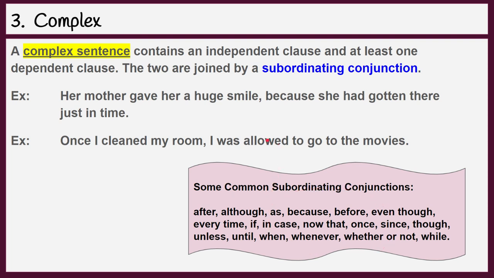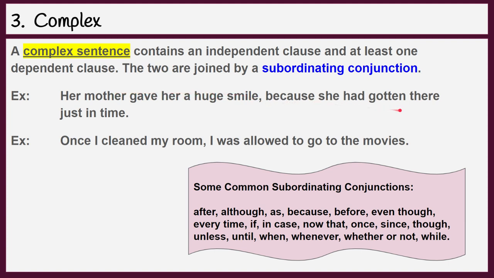A really easy way to figure out if you're dealing with a complex sentence is you take the half on the right side of the comma and you read it. Her mother gave her a huge smile. If I can replace this right here with a period, and when I read it out loud it makes sense, it's a complete thought, we know that this is an independent clause.